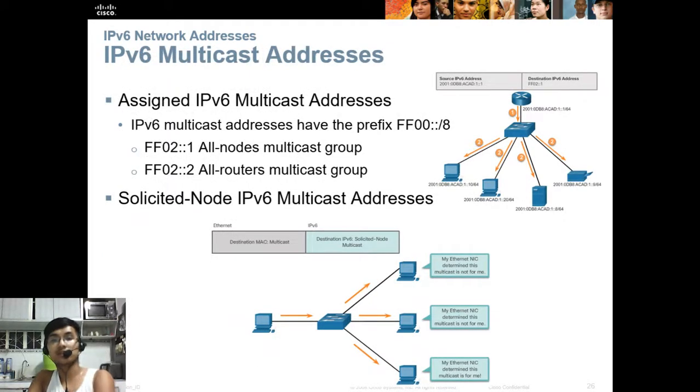IPv6 multicast addresses. IPv6 multicast addresses have the prefix FF00::/8.